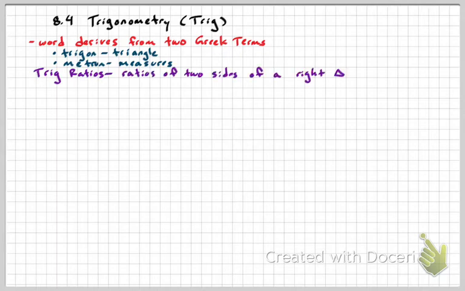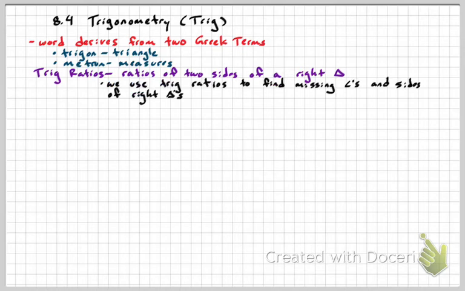So a trig ratio is the ratio of 2 sides of a right triangle. It could be a leg and a leg, or it could be a leg and a hypotenuse, because remember, there's only 3 sides, 2 types of sides. There's 2 legs, 1 hypotenuse. So again, it's either a leg-leg ratio or some type of leg-hypotenuse ratio. Remember, a ratio is a fraction for us in this sense.